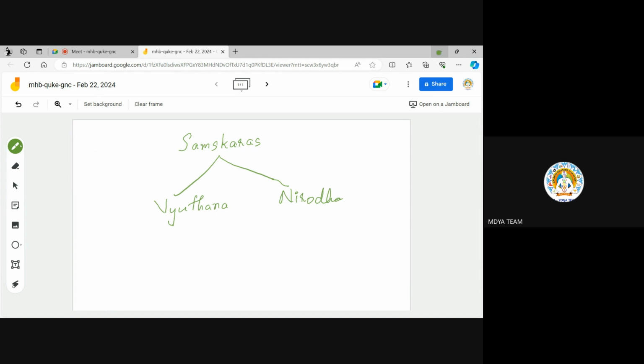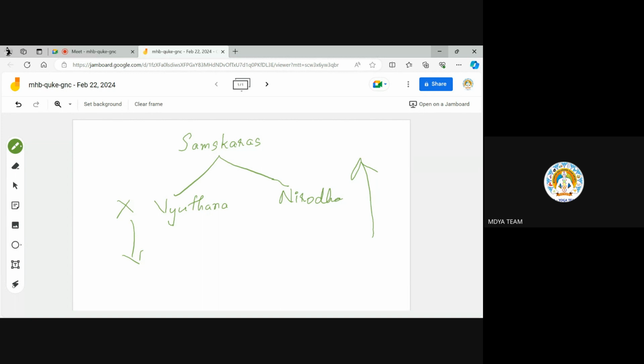I said Vyutthana are the samskaras which do not lead to samadhi. They are bad samskaras. Getting it? Vyutthana are the samskaras which are pulling the person down. Nirodha samskaras are the ones which are pulling the person into the samadhi aspect. They are not good for the growth of the spiritual aspect. They are pulling the person away and making the person disturbed. So one should always remember that vyutthana samskaras have to be avoided.